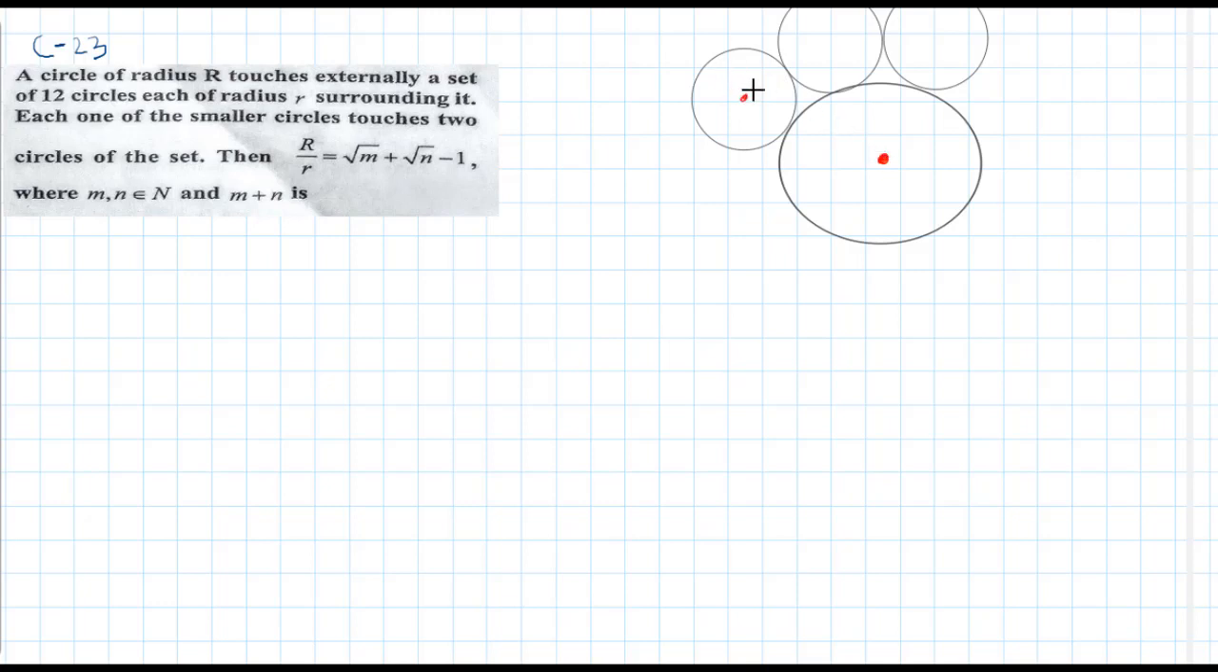This is the center of one of the smaller circles, the center of another smaller circle, and this is another smaller circle. Join their centers, for example these two. So this is a straight line: the point of tangency and the centers of the circles are collinear. Similarly, join these two, another straight line.